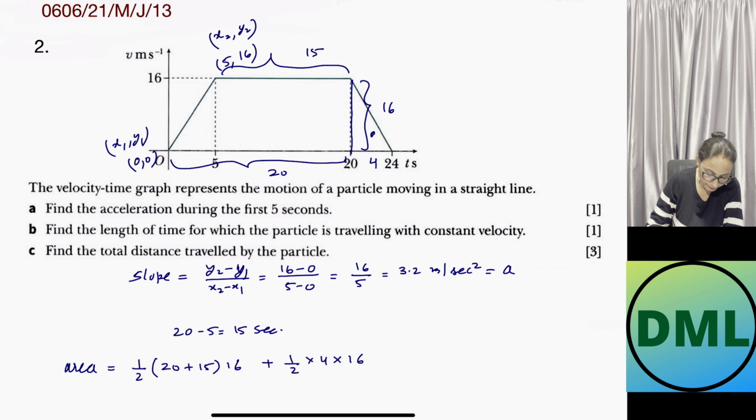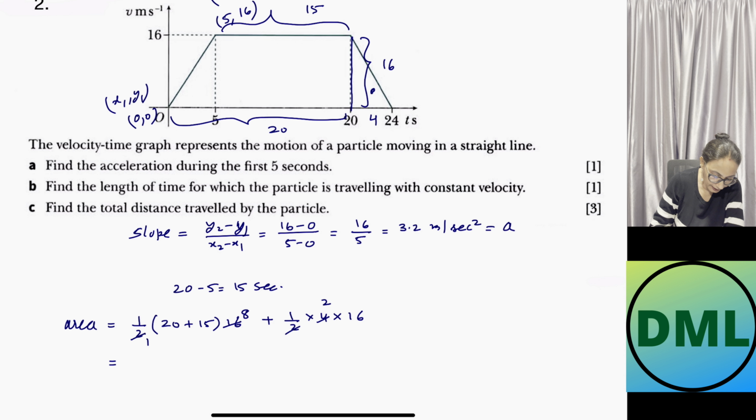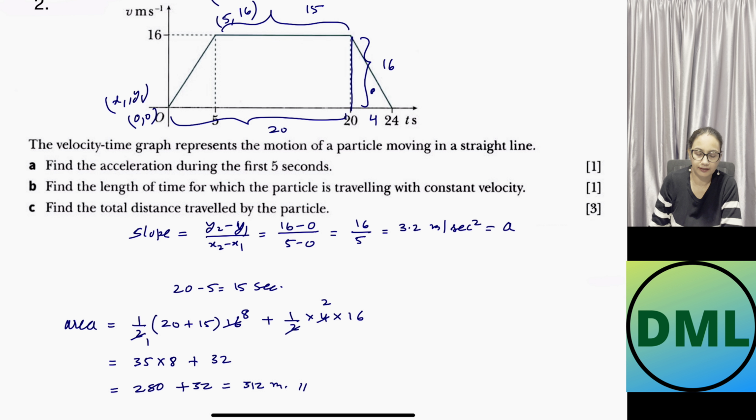I need to solve that. From 2, if I cancel 4, it will be 2 here. If I cancel this 2 with 16, it will be 8 here. That will be written as 20 plus 15 is 35 times 8, plus 16 times 2 is 32. Let's write down here: 35 times 8 is 280 plus 32. That will give you 312 meters. This is my answer for the area under the graph.